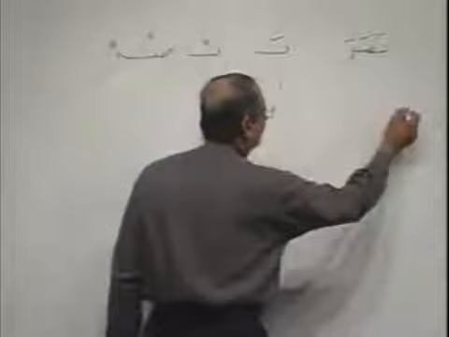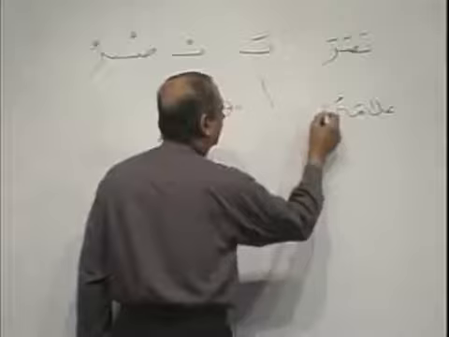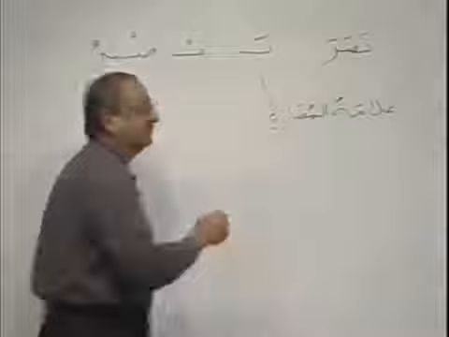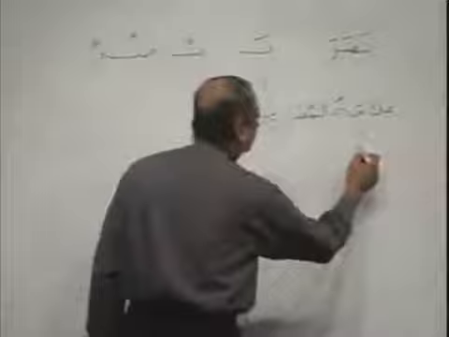Okay, brother, I can see my first radical, I can see my second radical, I can see my third radical. What is this ya? This is something new. What is this ya? We call it alamatul mudari. What is the meaning of alamatu? Sign. Sign of mudari. As soon as I say yan suru, that ya tells me that it is now fi'l mudari.